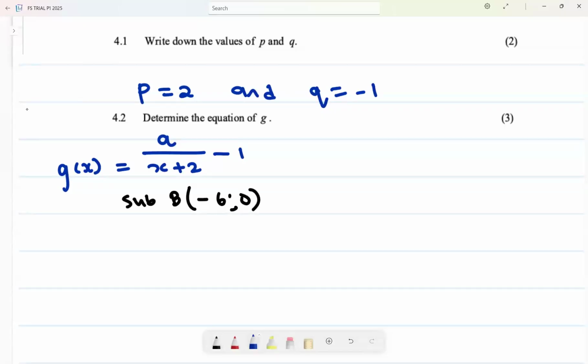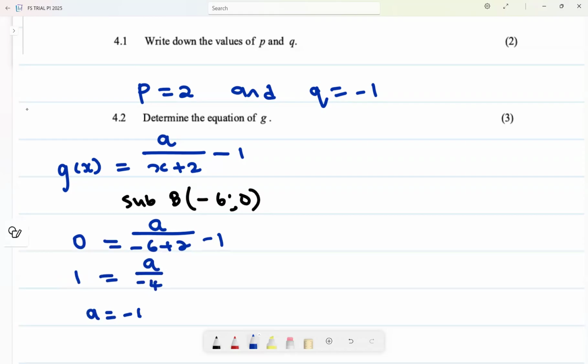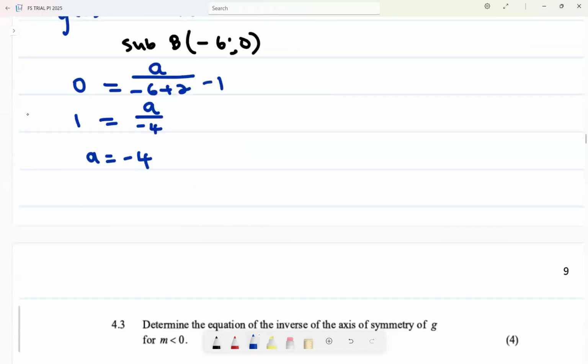When I substitute, what's going to happen? I'm going to say y is 0, and then substituting into x, it is -6 plus 2 minus 1, and then you solve for a. 1 is going to be a divided by -4, and then your a will be equal to -4. And then the equation of your graph is going to be, therefore, g of x equals -4 divided by x plus 2 minus 1.